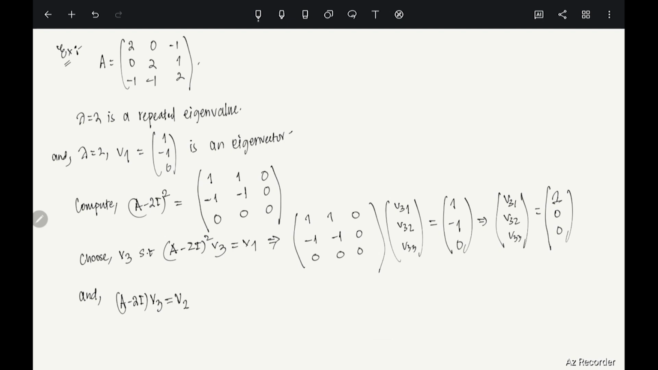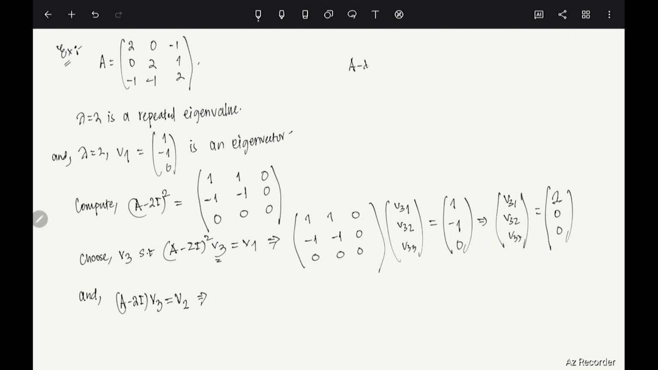Clear? So essentially, using this v3, we want to get a v2. How do we get it? So essentially what we are doing is this.